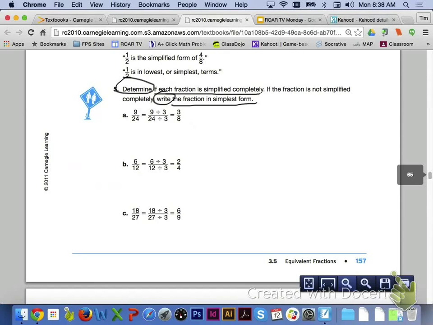Number 5 tells us to determine if each fraction is simplified completely. If the fraction is not simplified completely, write the fraction in simplest form. Do letters A through C with your group members.